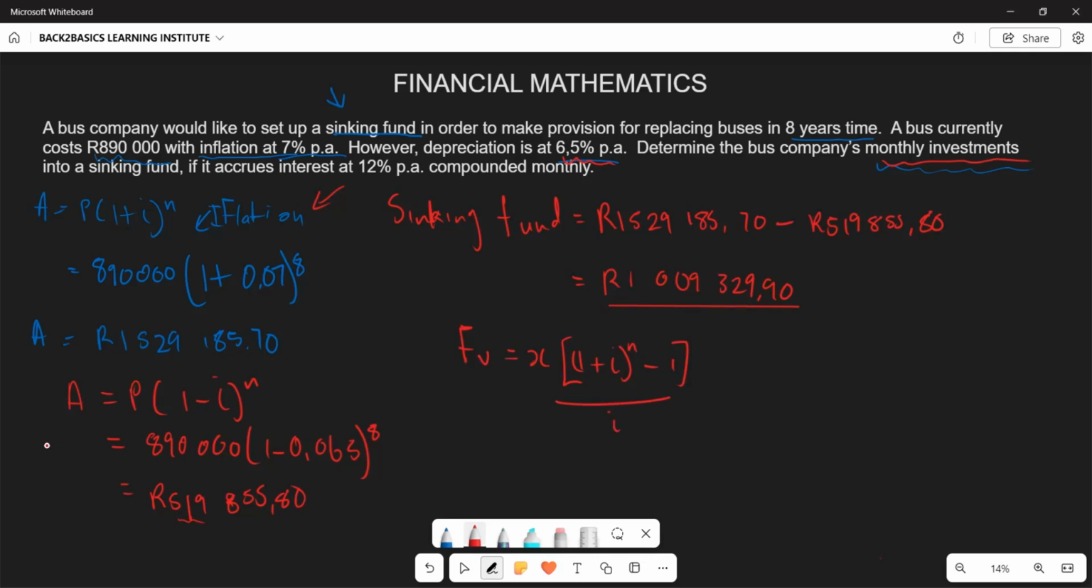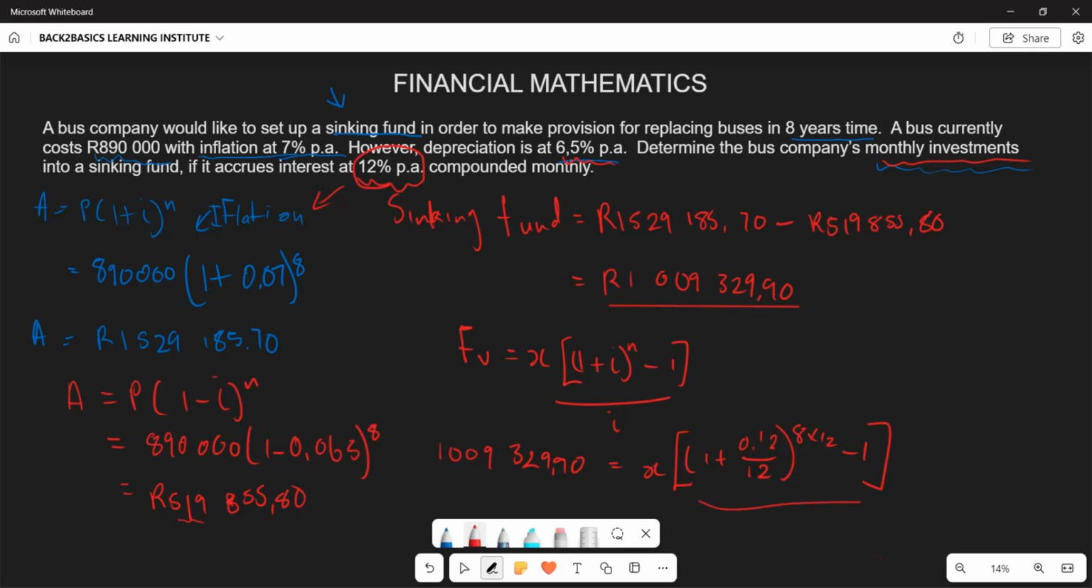So what is going to be your future value? The future value you already have, because the future value is this 1,009,329.90, right? And now we are looking for x, because that's what we don't have. And then this is going to be 1 plus, what is the interest now? The interest for this one, as you can see here, the one that I'm circling, is 12%. So this is going to be 0.12 over 12. For what duration? It's 8 years and it's compounded monthly. Subtract 1, right?